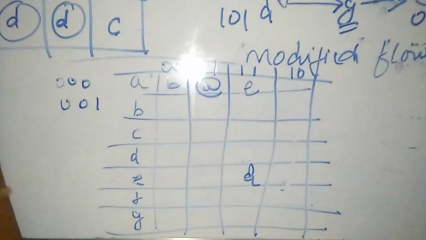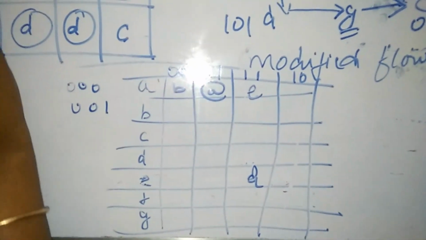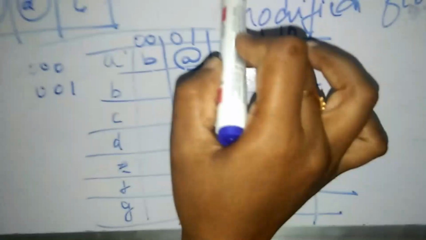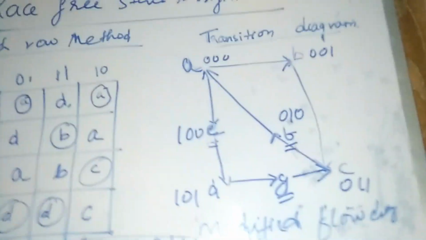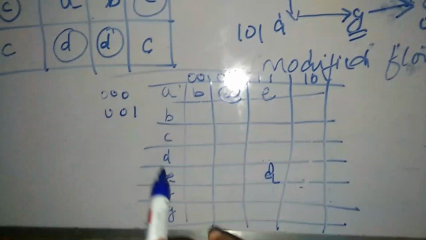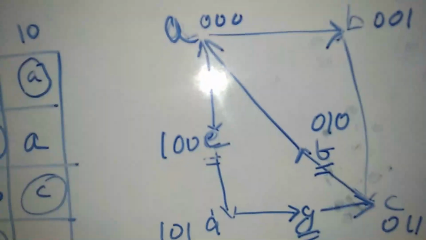Dear students, concentrate well here. When A is going to B, I have written the next state directly, the same state A, because there is no change in the position of bits. But when A is going to D, there was an intermediate state E. So A is going to D via E, through E. Then come back to my state E, and here it ends up in D. Is this clear? This is how I have to represent my modified flow diagram.